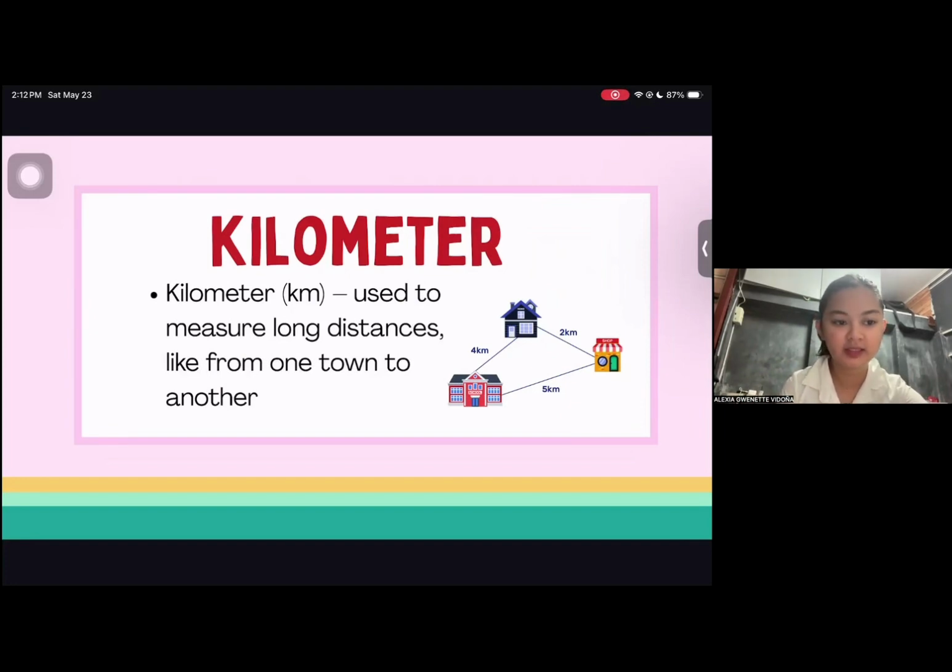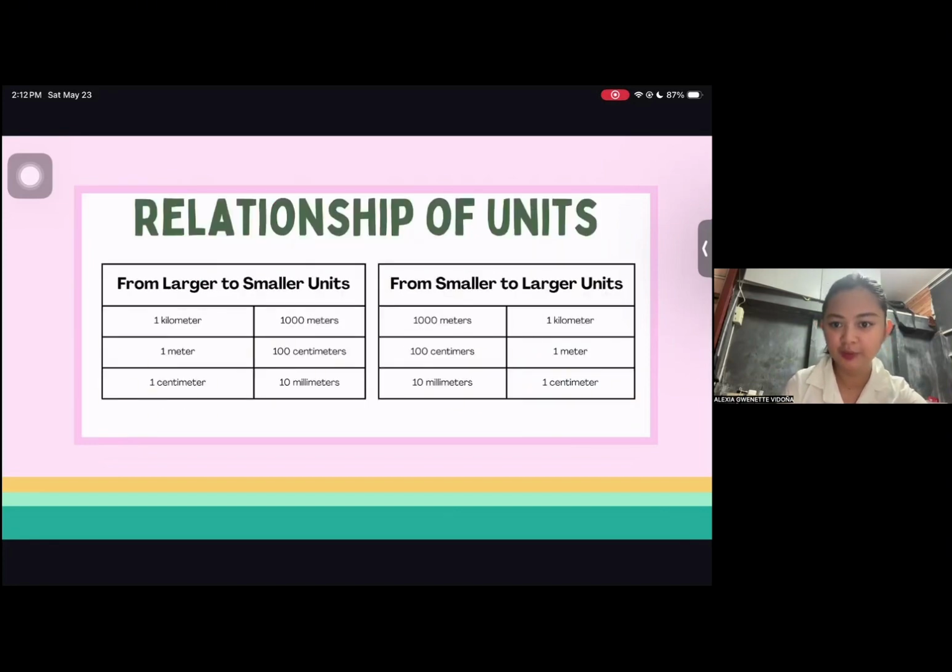So let's take a look at this relationship of units from larger to smaller units. 1 kilometer equals 1,000 meters. 1 meter equals 100 centimeters. 1 centimeter equals 10 millimeters. Now, from smaller to larger unit, 1,000 meters equals 1 kilometer. 100 centimeters equals 1 meter. Sorry, 10 millimeters equals 1 centimeter.